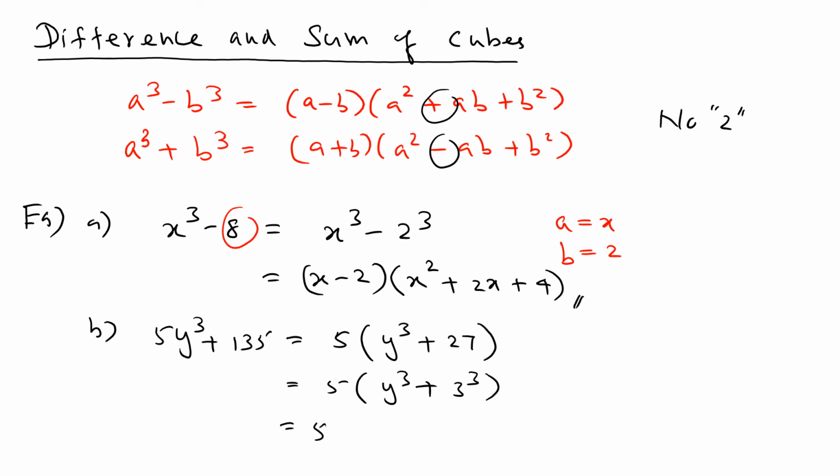So it's 5, and the first term is going to be y plus 3. The second one is going to be y squared minus 3y, because there's a minus sign, and the product. And then the square of the last one, which is 9. So that's how you can use the difference and sum of cubes formula. But you have to factor 5 first. Good. So let's talk about the factoring of trinomials next.